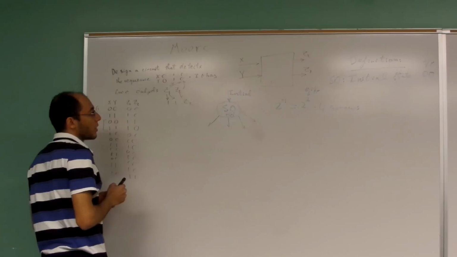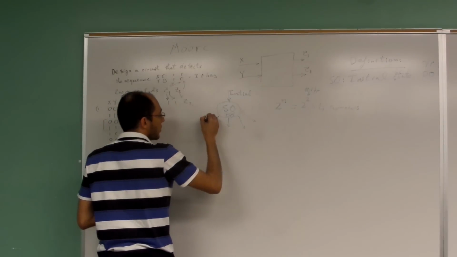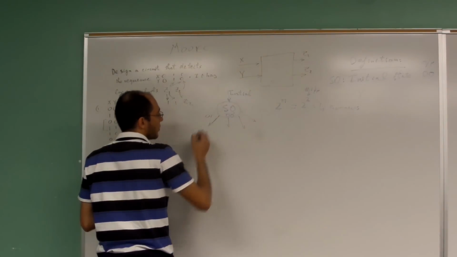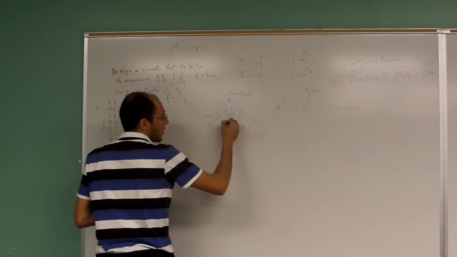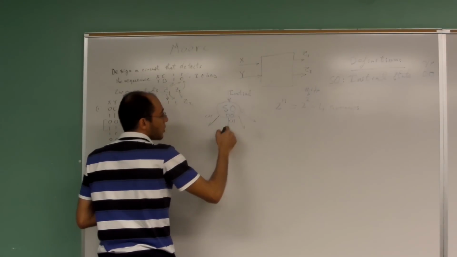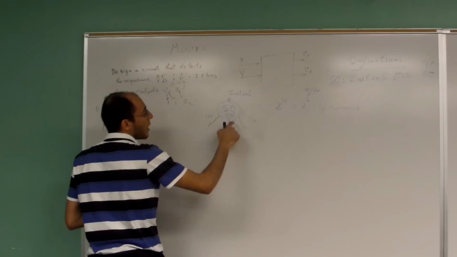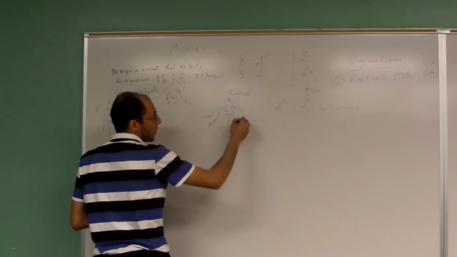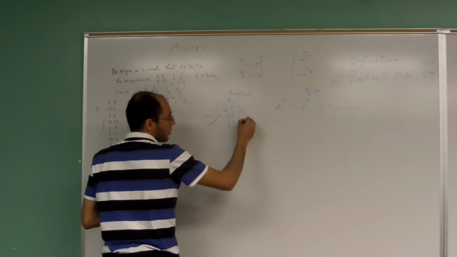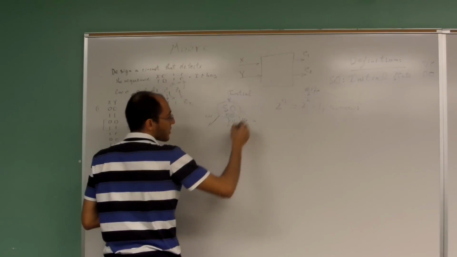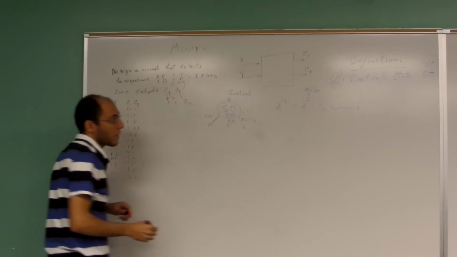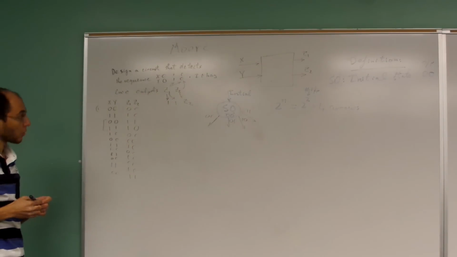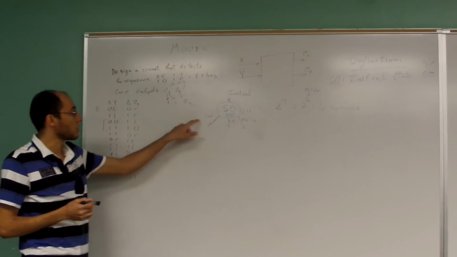What is the first one? The first one is 0, 0. That is one of the possibilities. 0, 1, so x equals 0 and y equals 1. Or 1, 0, x equals 1, y equals 0, or 1, 1. I do not have any other possibility. Let's start with the 0, 0.